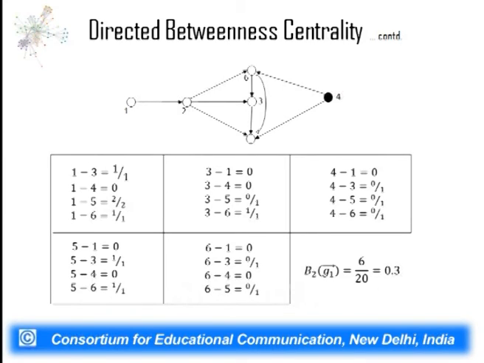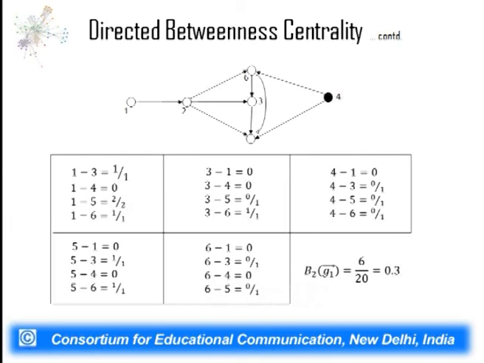For 1, 2, 3, how many shortest paths are there in total, and whether those shortest paths have node 2 in them or not. So what is the count of that? These ratios are all given on that basis. If you calculate it, it will come out to a value of 0.3, which states the betweenness centrality in this particular directed graph.